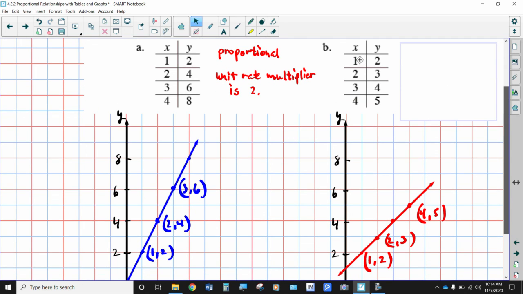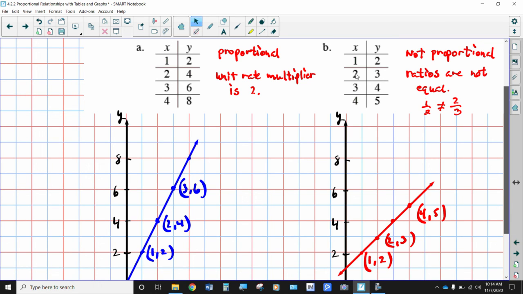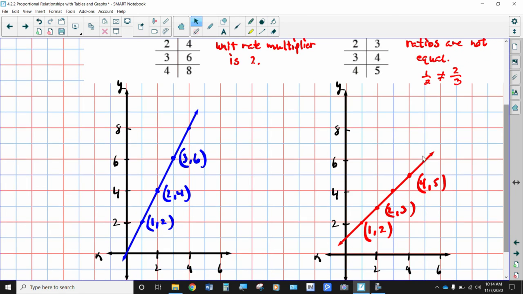Is there a constant multiplier? 1 times 2 is 2, but 2 times 2 is 4, so there's no constant multiplier there that would work. And if you took 2 ratios from this table, they would not be equivalent to each other, so it's not proportional. And then you look at the graph, and while there does appear to be a constant growth rate, it is not based on the unit rate, and it does not pass through 0, 0. It passes through 0, 1. So this is non-proportional.